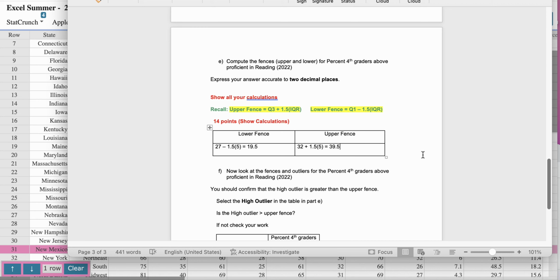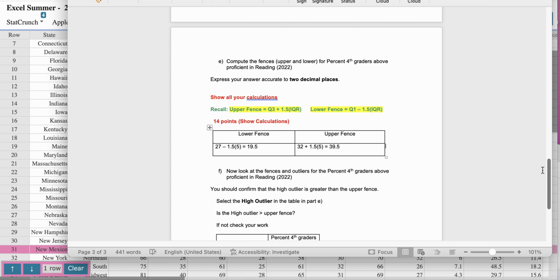What information does that carry? If there is a data value that is below 19.5, it's a low outlier. If there's a data value that's above 39.5, it's a high outlier.